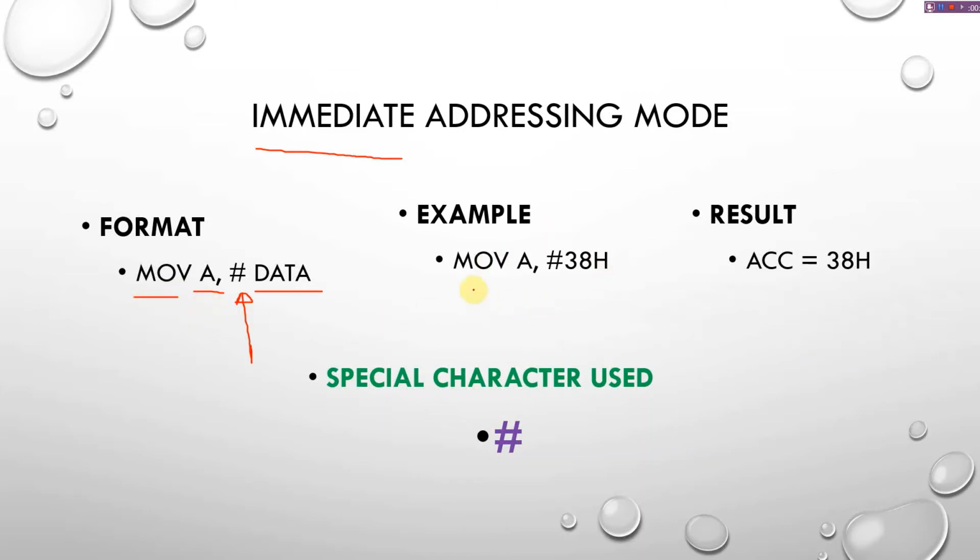For example, if we write MOV A, #38H, then 38 will be moved to the accumulator A, and after the execution of the instruction, the accumulator will consist of 38. The special character to be used with the addressing mode, or the addressing mode specifier, is hash.